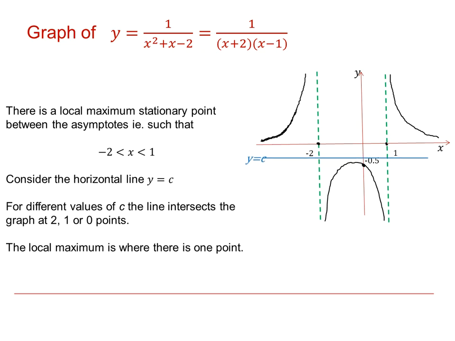But there was one particular value where there is just the single intersection point there, and that's at the local maximum. So the local maximum is going to be at the point where the line y equals c has got one solution when we try and solve it with the graph of y equals 1 over x squared plus x minus 2. And that's what we're going to do on the next slide.